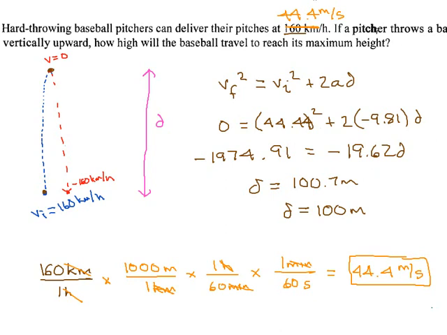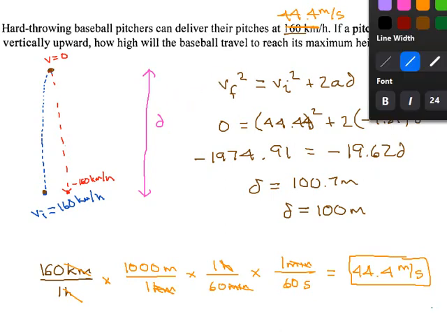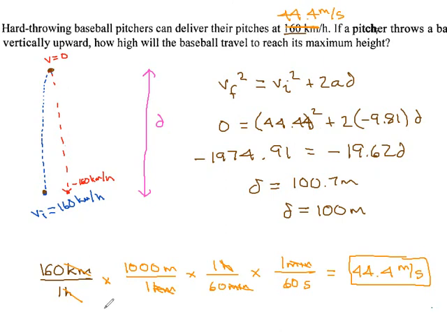Fair enough. Again, we could have done this by finding time. An alternative way to do this would be Vf equals Vi plus At. Final velocity is 0, initial is 44.4, acceleration is minus 9.81. That would give you the time. And then you could use distance equals Vi t plus 1 half a t squared to get the distance. But I think this is more work, and this formula is terrific for problems like this, so might as well make friends with that one, I would say. That's a good formula that's going to come up a lot.